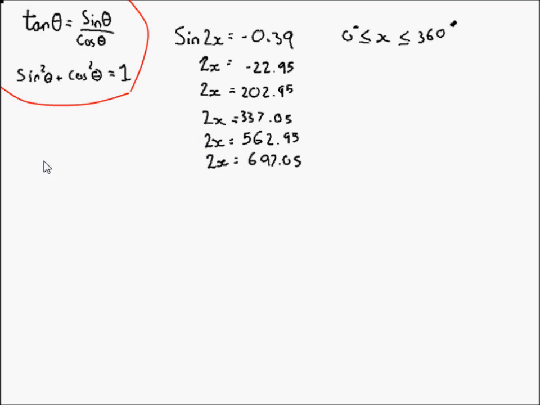Then you'll be left with 202.95 divided by 2. You get x equals 101.475. You get 337.05; x on its own is just equal to 168.525.